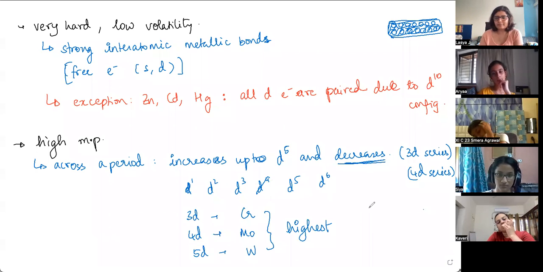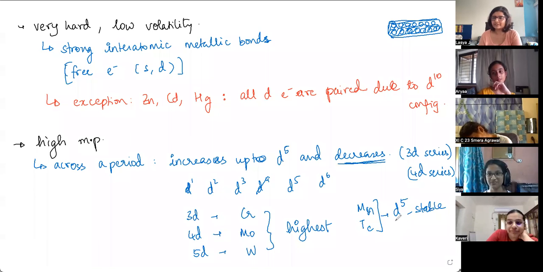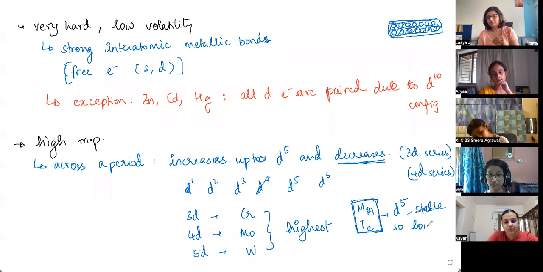Now, these two, manganese and technetium, are exceptions because d5 is stable. These electrons will not want to get out of their stable configuration. They'll just stay in their d5 configuration, so that is the reason there's a special case. This is an anomaly which has a lower melting point. Otherwise, it increases up to a point and decreases. Manganese and technetium have lower than expected melting points because of the stable d5 configuration.